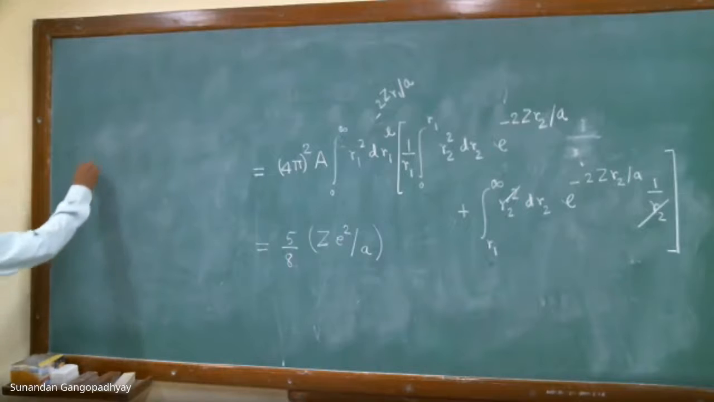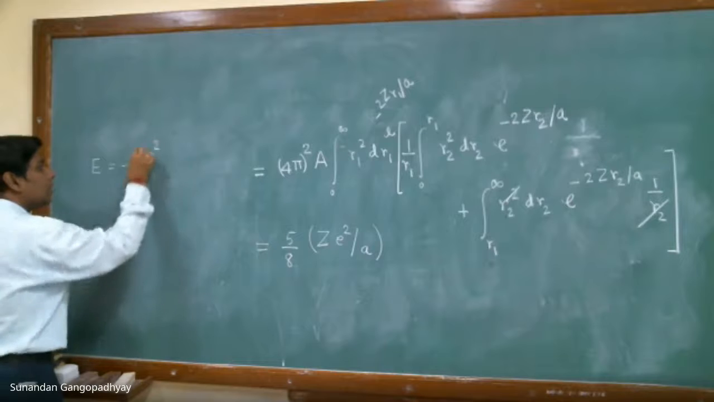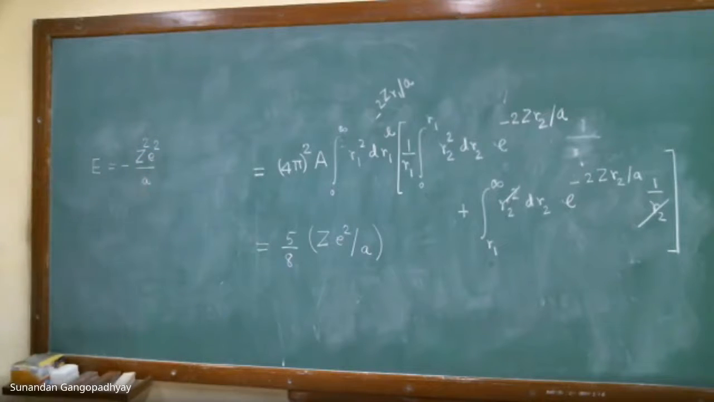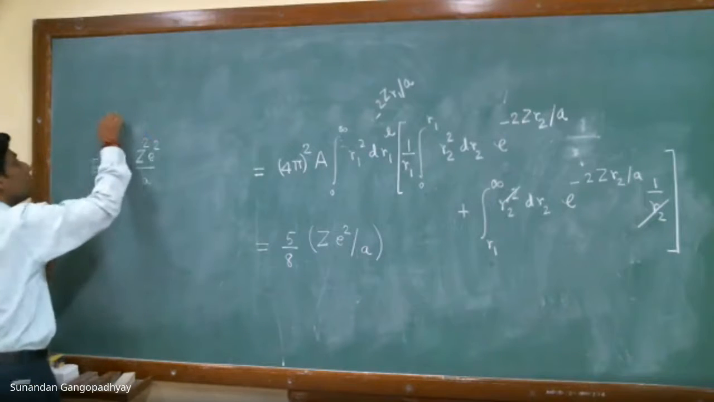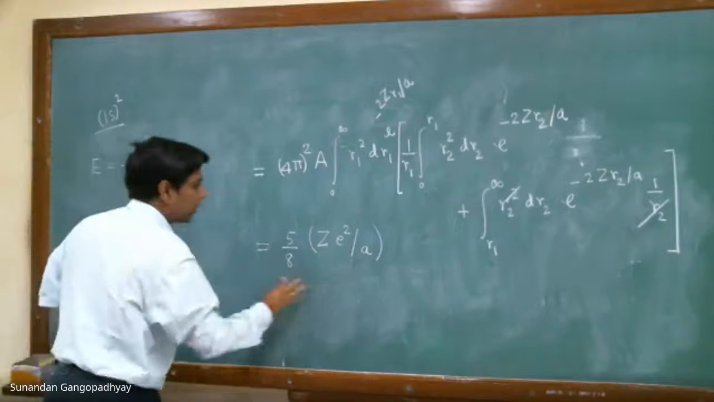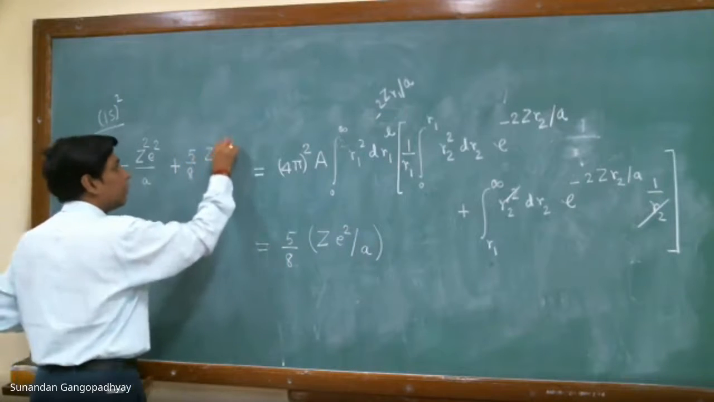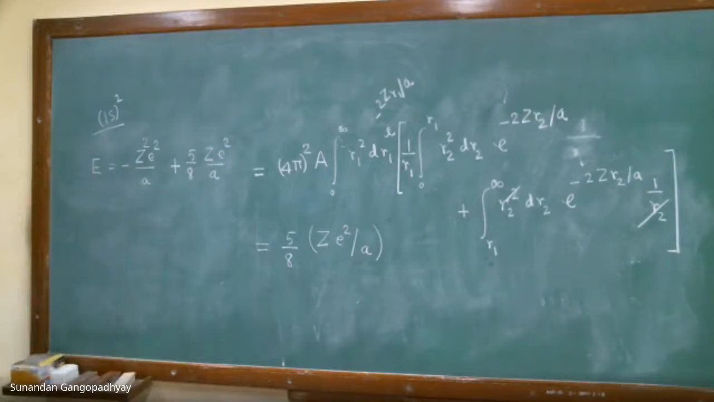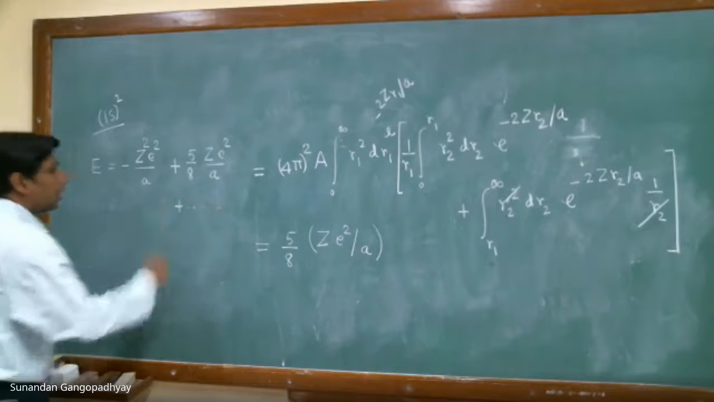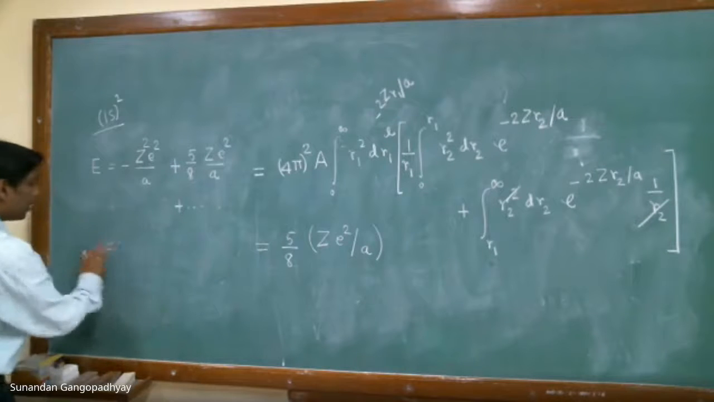Therefore, what is the total energy? The total energy, I can write down as Z²e²/a. So this was the unperturbed ground state energy of this configuration. This is the ground state electronic configuration, and the first order correction due to perturbation theory is this term, 5/8 Z e²/a. And you can calculate higher order corrections as well, which we have not done here. You can try to calculate higher order corrections.